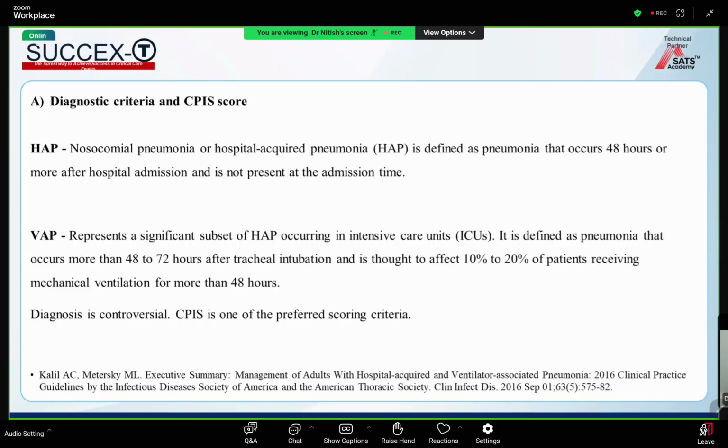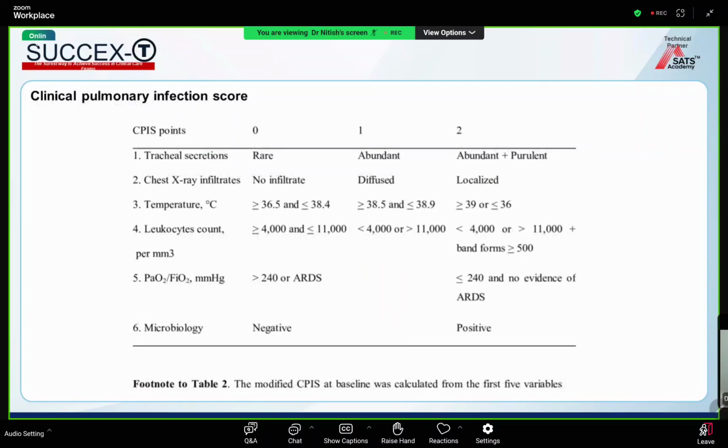However, these statements are controversial, and there are other possibilities. Even if the diagnosis doesn't meet the criteria, the patient still has a risk; they might have had an HAP or VAP. So one thing that might guide you to the diagnosis is your CPIS score, the clinical pulmonary infection score.